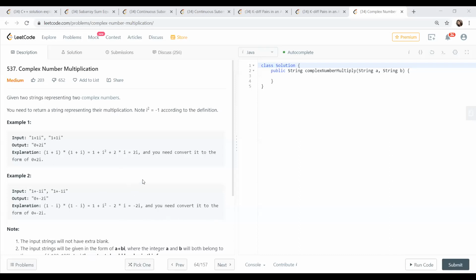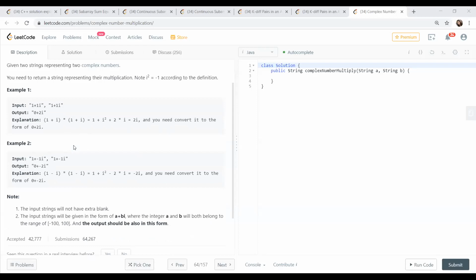Can you see my screen? Yes. Okay, so we have another question which is in the medium bucket. This is complex number multiplication. So the question is, we are given two strings, which are two complex numbers. I think everybody knows about complex numbers, I'm assuming. What's a complex number?